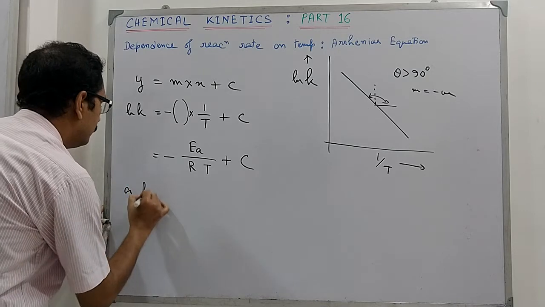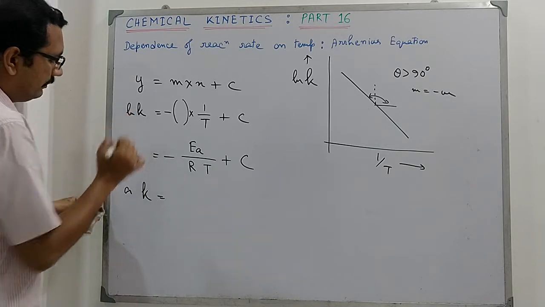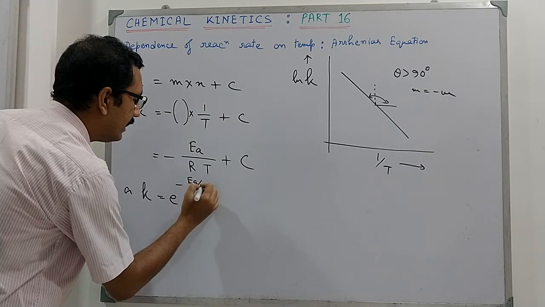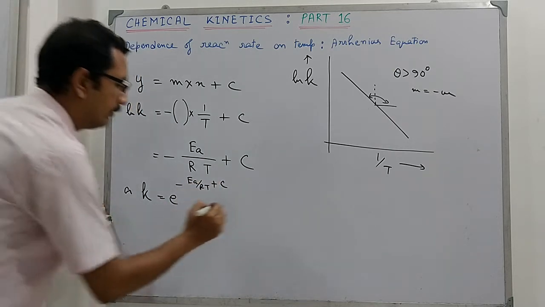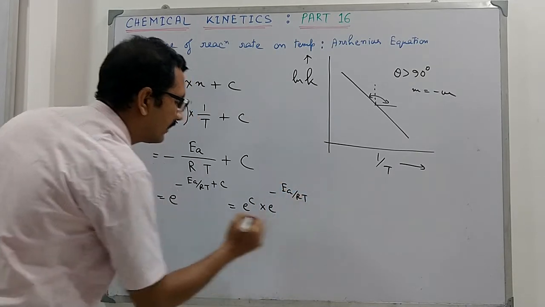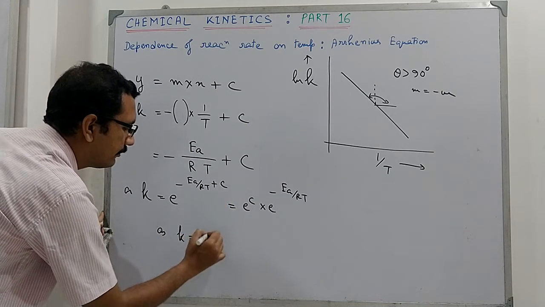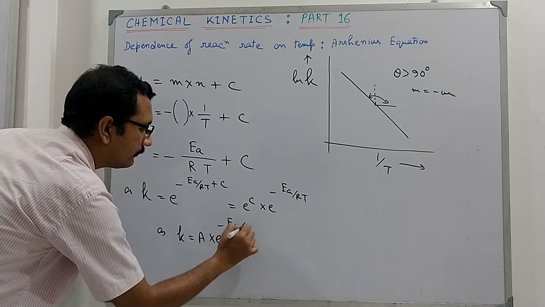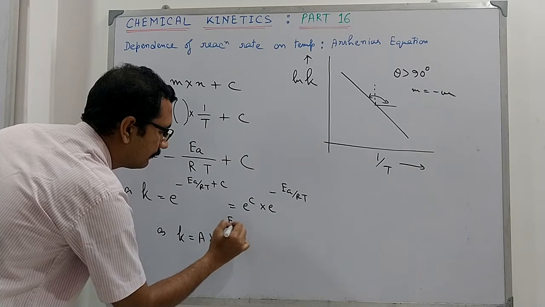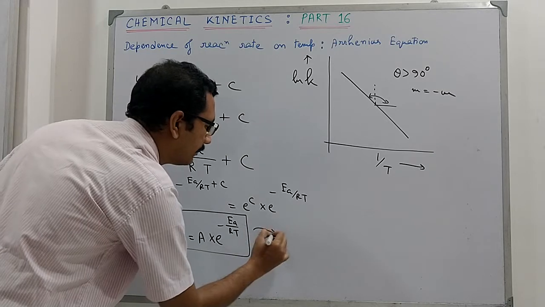Now you make the left hand term free from log natural. So it will be e to the power minus EA upon RT plus c. So it will be e to the power c into e to the power minus EA upon RT. Now e to the power c you take it as A. So it is k equals A into e to the power minus EA upon RT. This is the famous Arrhenius equation.